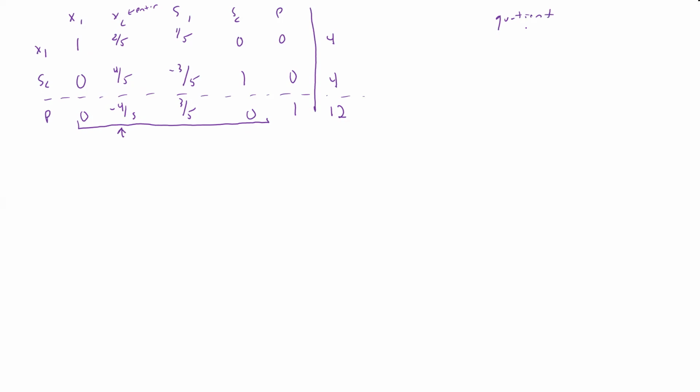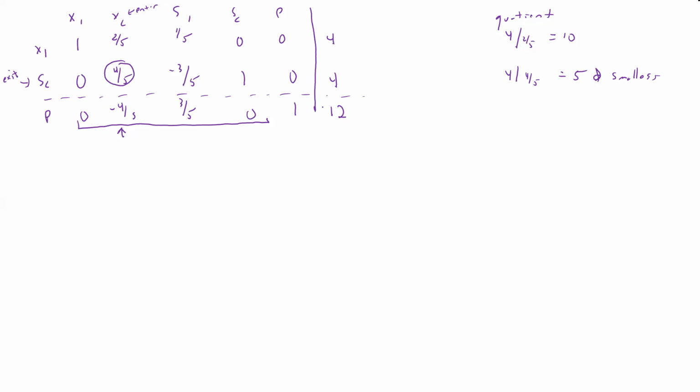Our quotients are, in this case, 4 divided by 2/5. Multiplied by the reciprocal, that's 20 divided by 2, which is 10. And here we're going to take 4 divided by 4/5. Multiply by 5 is 20 divided by 4, which is equal to 5. That's the smallest. So that means this is going to be our pivot point, and so here, this is going to exit. Okay. Now, we can do several things.